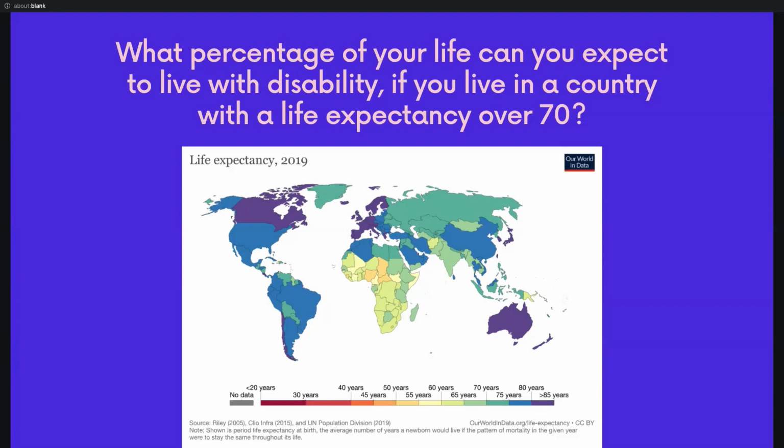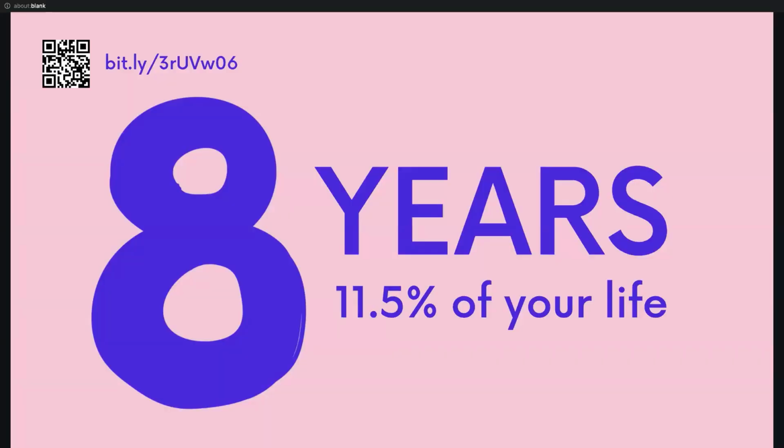Yeah, 20 years, 40%, 10%. I've got some guesses going. 30, interesting. You can expect to live 11.5% of your life with a disability, and that is about 8 years. That's a lot. So this is, again, only in countries with an average life expectancy of over 70.